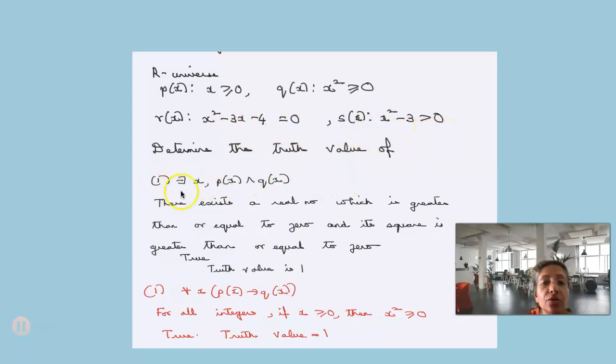Determine the truth value of there exists x Px conjunction Qx. So that will mean there exists a real number which is greater than or equal to 0 and its square is greater than or equal to 0, which is true. So the truth value is 1. The next question, for all x Px implies Qx. That means for all integers, if x greater than or equal to 0, then x squared greater than or equal to 0. Again a true statement, so the truth value is 1.